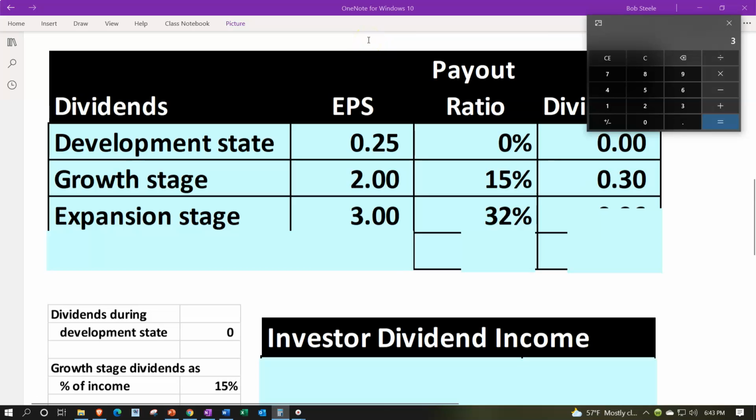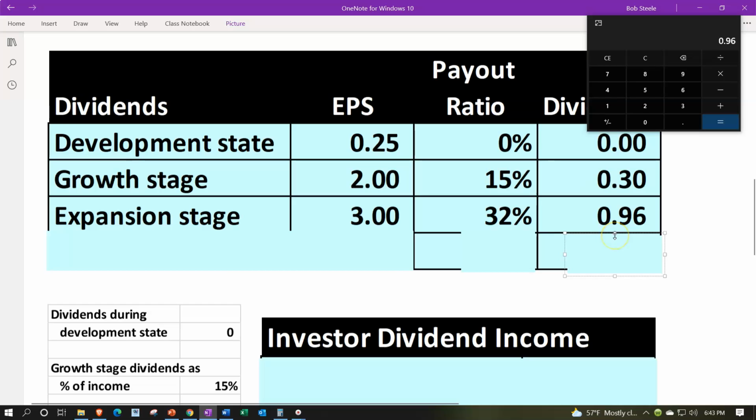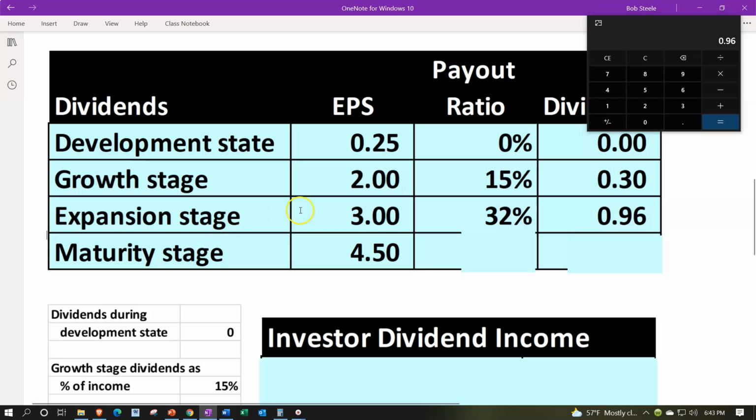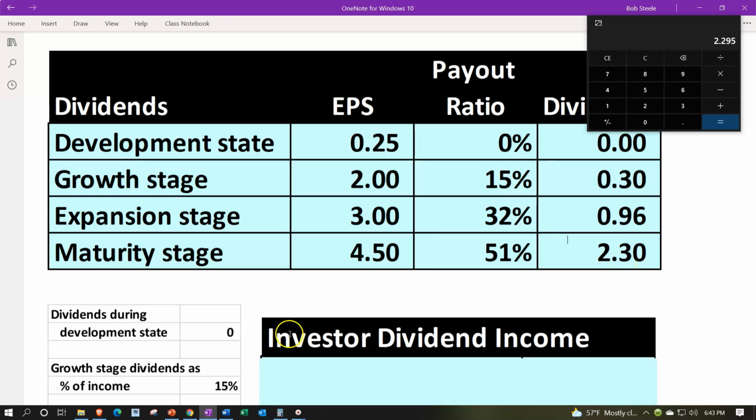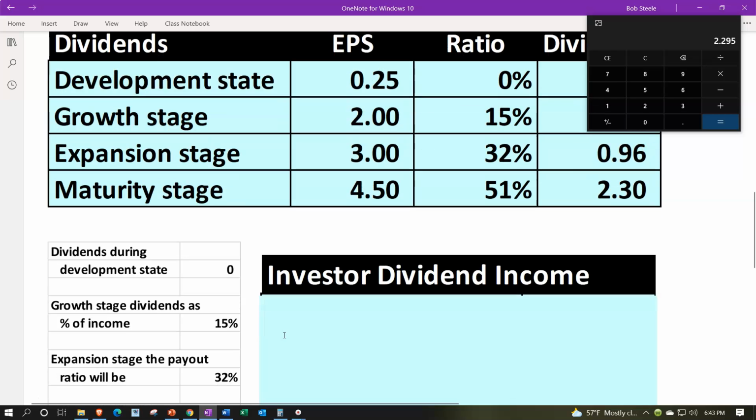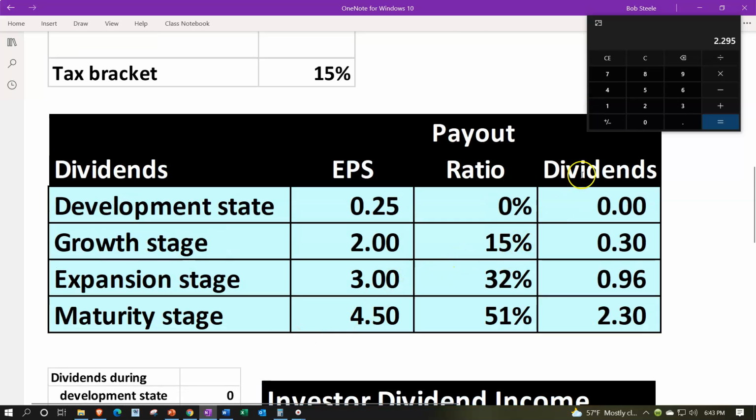So 3 times 0.32 is going to give us then the 0.96 dividends per share. And then finally, we have the maturity stage at the 4.5 earnings per share. And we said that we had a payout ratio of the 51. So we're taking the 4.5 times the 0.51. I had it right. That's about the 2.3 or $2.30. So that's going to be the dividends that we're going to expect.